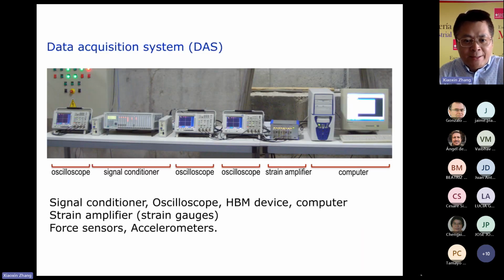This is the data acquisition system. Of course, it's complicated. We have used 3 oscilloscopes and also a signal conditioner. Why do we use the signal conditioner? Just because the force sensors and the accelerometers need a constant current, and this signal conditioner will provide it. And also, a strain amplifier is used. Why? Just because the signal from the strain gauge is very weak, so we need to amplify the signal. Finally, for analyzing the data, we need to use the computer.